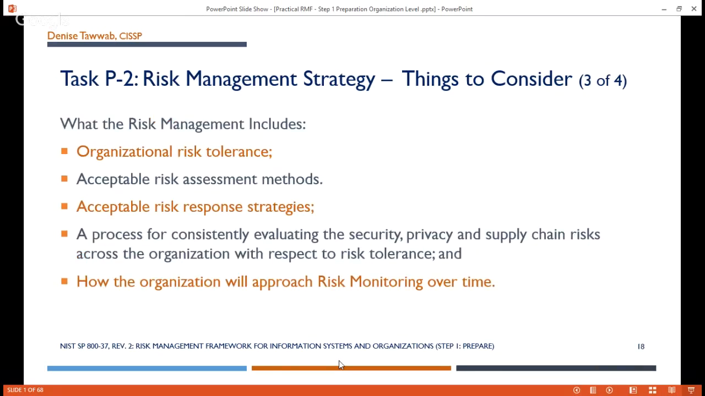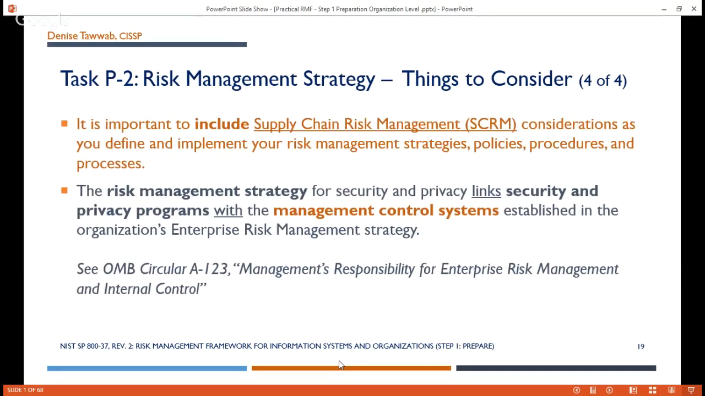So, what's included in the risk management strategy? Again, your organizational risk tolerance, acceptable risk assessment models. So, this is where you decide at the organization level how risk assessment is going to be handled in your organization and by the different business units. You'll include acceptable risk response strategies and a process for consistently evaluating the security, privacy, and supply chain risk across your organization with respect to the risk tolerance. And will also include how you're going to approach risk monitoring over time.